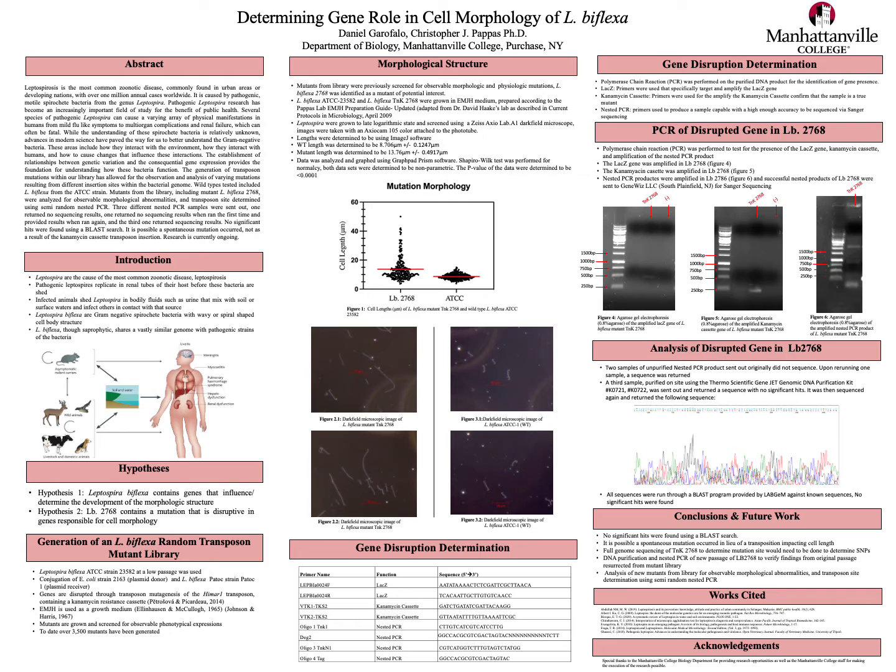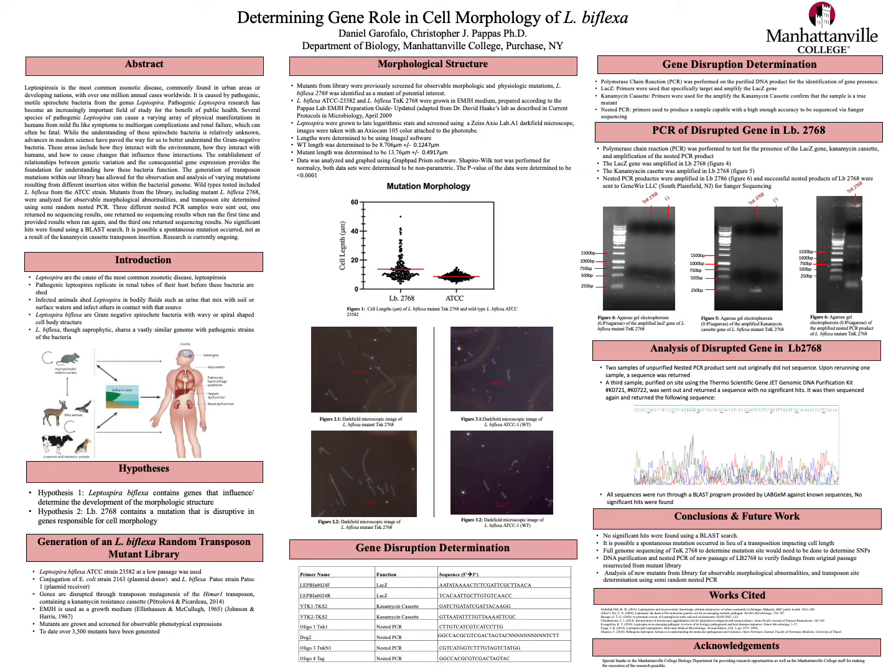The random transposon mutant library was generated via the conjugation of E. coli strain 2163 and Leptospira biflexa patox strain 1, in which genes are disrupted through the mutagenesis of the transposon containing a kanamycin resistance cassette. Mutant 2768 was identified as a mutant of potential interest when the library was previously screened for observable morphologic and physiologic mutations.